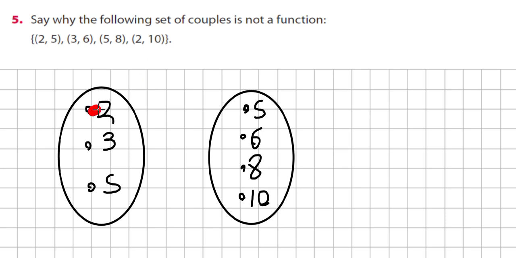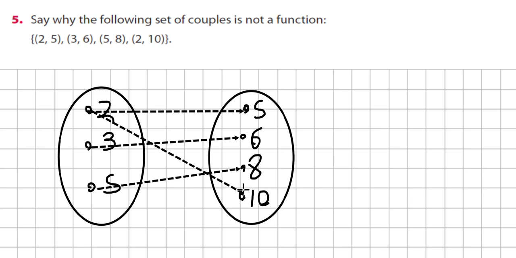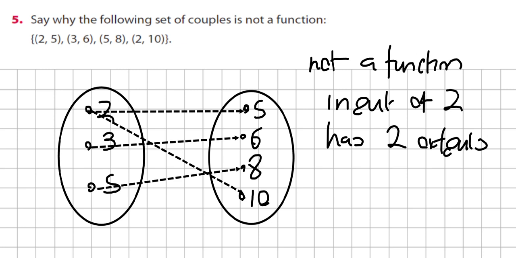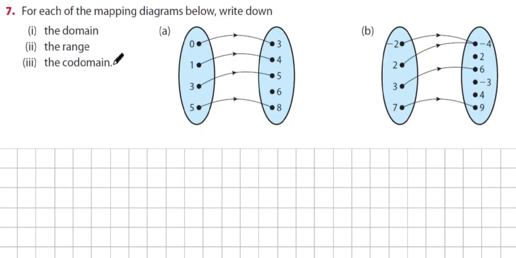There's a major problem with this one. Has anybody spotted the major problem? Okay, what's the major problem? Yes, sir? One input has 2. Not possible, not a function. Input 2 has 2 outputs. Okay. It's the same as last time.